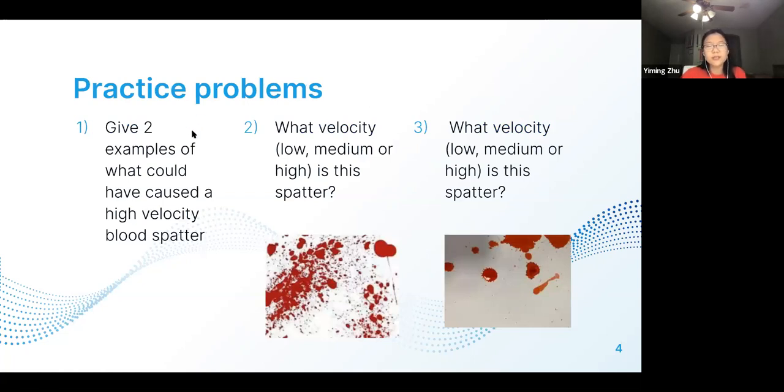So I've got some quick practice problems. Just type them in chat. I'll read them out loud. For number 1, give 2 examples of what could have caused high velocity blood spatter. Number 2, what velocity, low, medium, or high, just choose from those 3, is this spatter, and it's this picture right here. And then for number 3, what velocity, low, medium, or high, again, is this spatter.